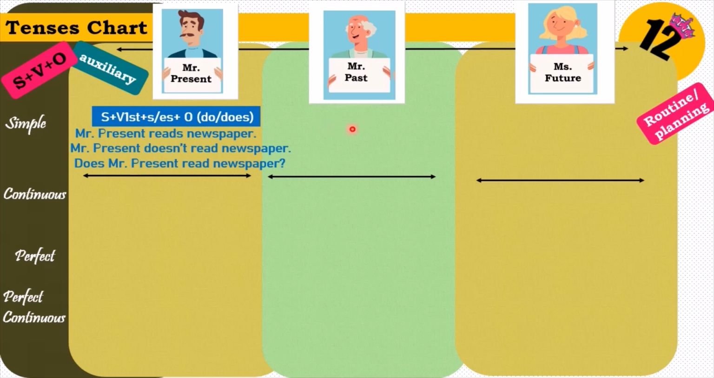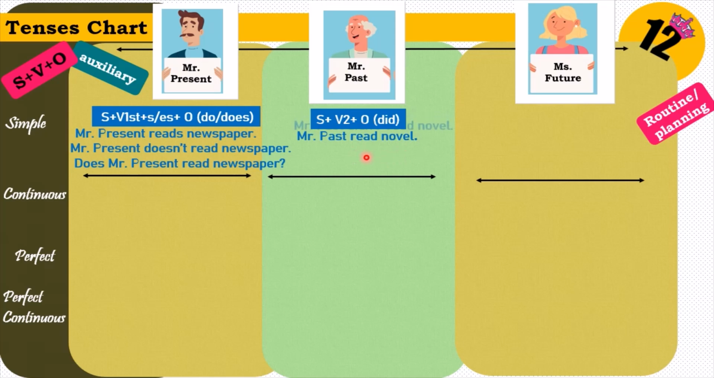Let's discuss the past tense. Here we have the formula with a slight change. With the simple past tense, we place a subject, the second form of the verb, and object. This is the formula for past tense with the addition of the second form of do, that is did. Here is a sentence. Mr. Past read novel. In this sentence, Mr. Past is the subject, read is the second form of the verb, and novel is the object.